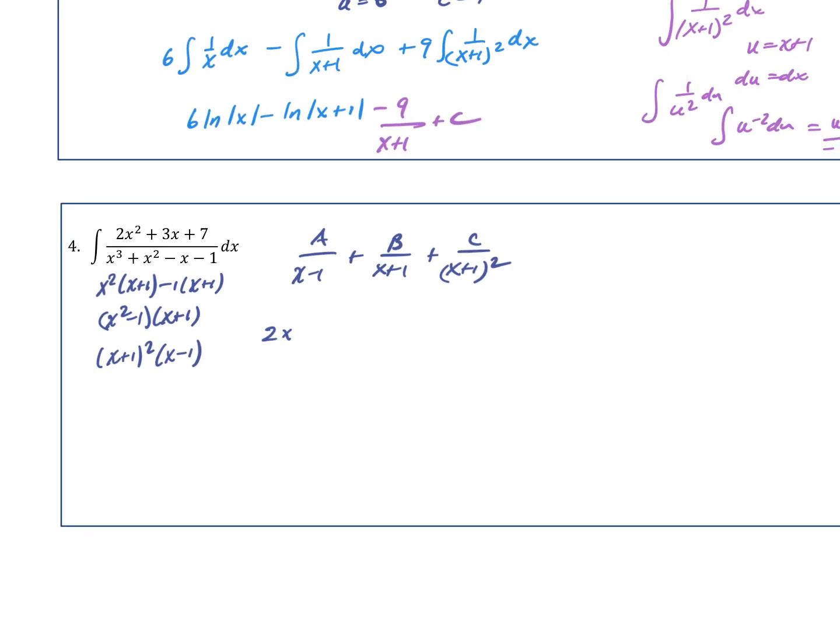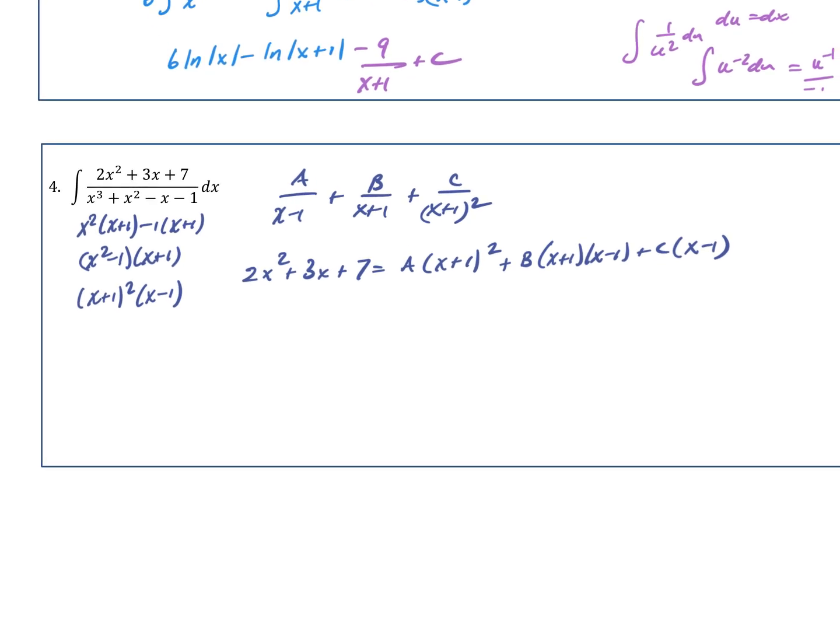So we've got 2x squared plus 3x plus 7. So I've got a times x plus 1, and then it's going to be plus b. We'll get x plus 1, x minus 1. And then the c just gets the x minus 1. So I'm going to start again with x equals 1. We want to start with the zeros, so x equals 1. I'm going to solve it. I solve for a. I get a is equal to 3.